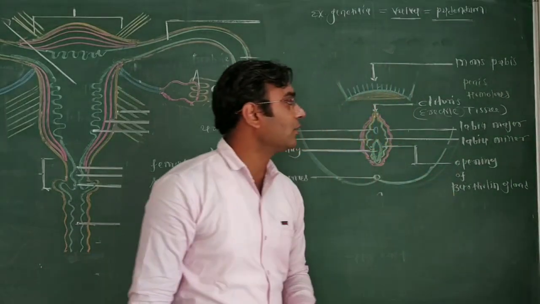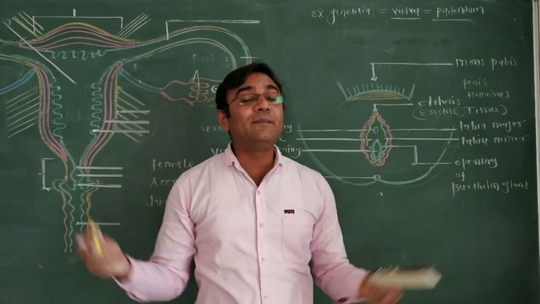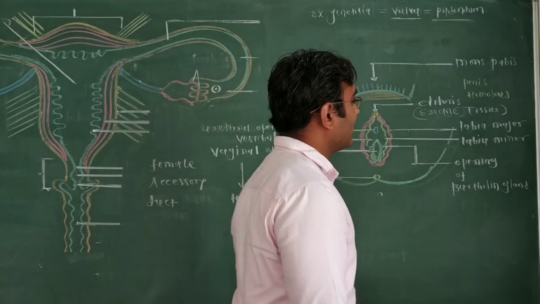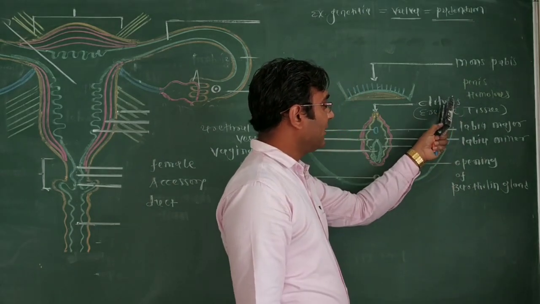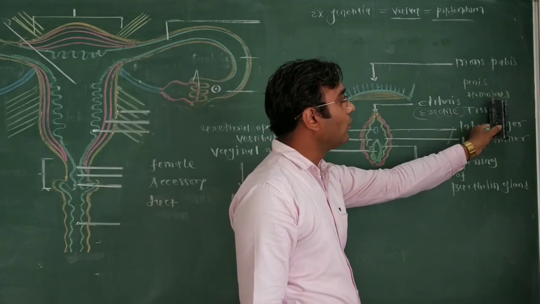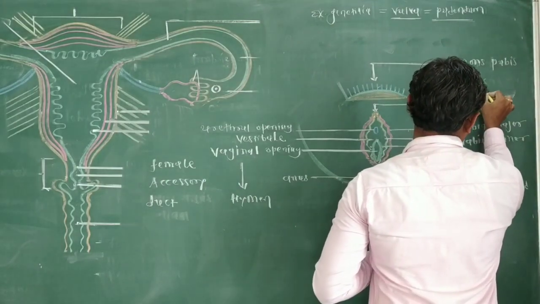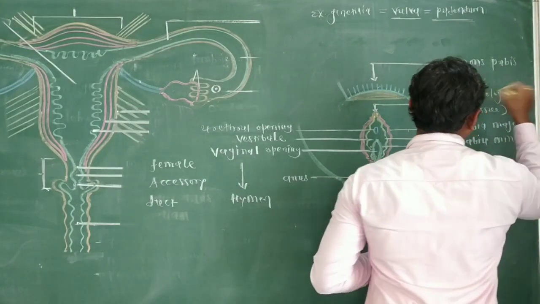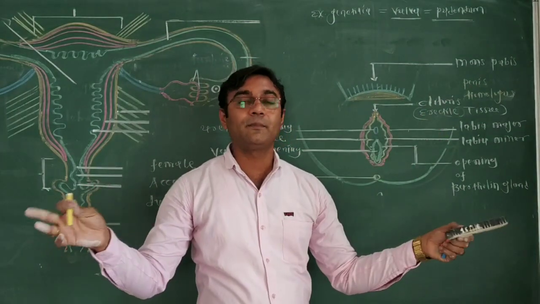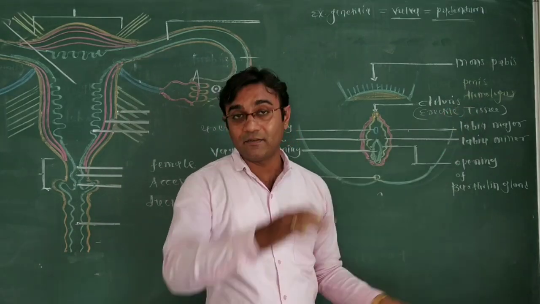What is a homologous organ? Organs of different organisms having a similar structure but different function are homologous organs. So the clitoris in the female, which possesses erectile tissue, is homologous to the male penis. What is the difference between the penis and the clitoris? The clitoris has no reproductive tract, meaning it has no urethra, whereas in the penis the urethra passes.